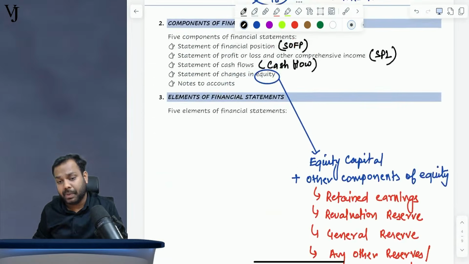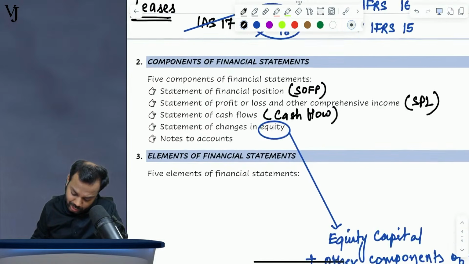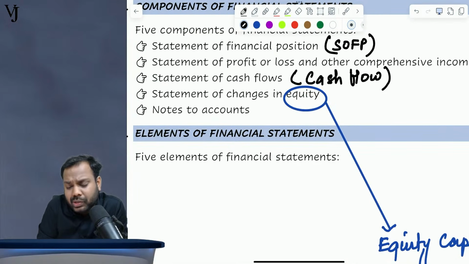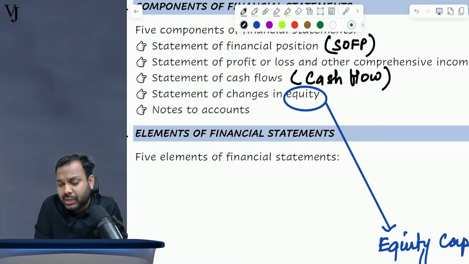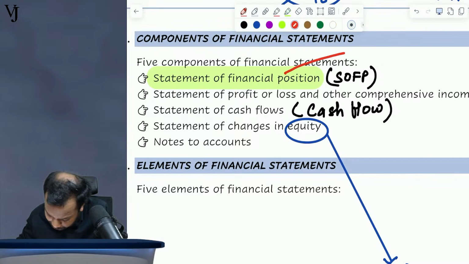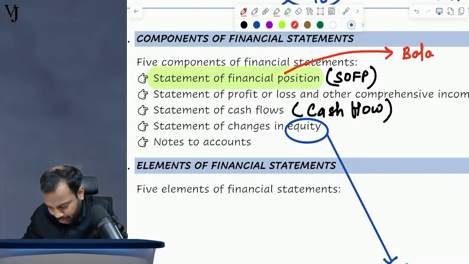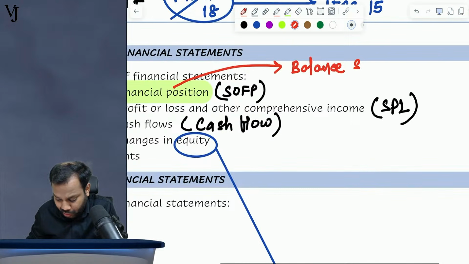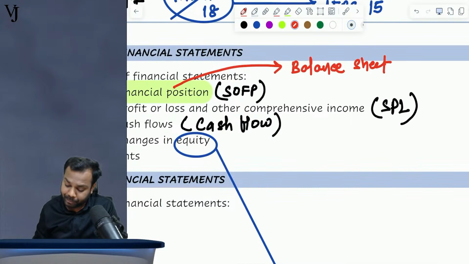Guys, just one minute before I move on to elements. Do you know what we call the statement of financial position in common parlance, in layman terms? Balance sheet. Very good, Hafsa. We call it balance sheet. But will we say balance sheet subsequently? No, we will not. What we'll say is SOFP.